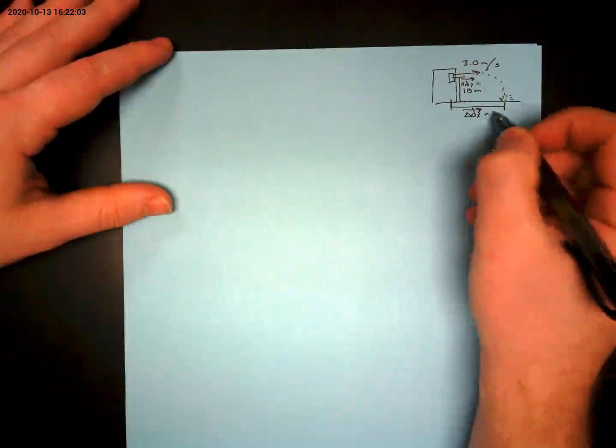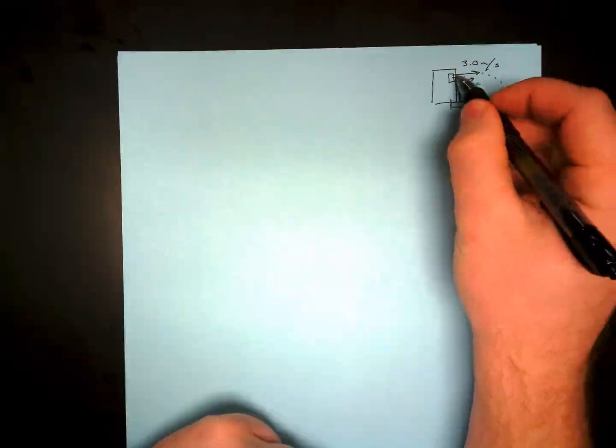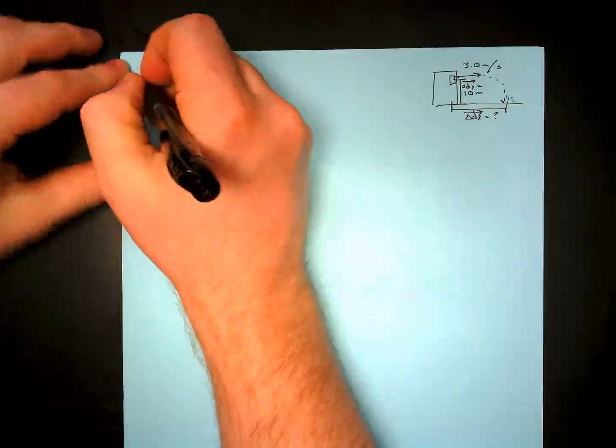We don't know that. We also want to know how long it's going to take, from the point in which it's tossed out of the window to the point in which it hits the ground. So let's start writing down our variables, keeping them separate.